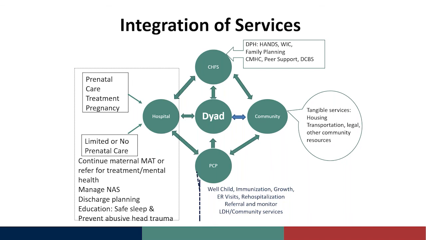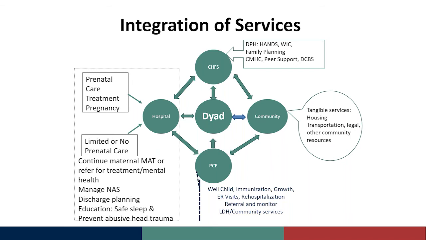And then with that, when the baby is discharged, the baby goes to well child checkups, immunization for growth, and then we monitor ER visits, rehospitalization, but most importantly, we have to utilize the local health department, community services, HANDS, the WIC, family planning, the mental health centers. These parents need peer support, and we have to work with the Department of Community-Based Services.